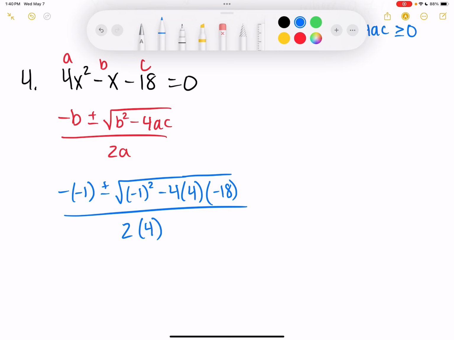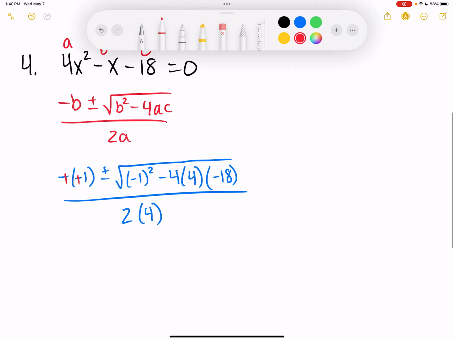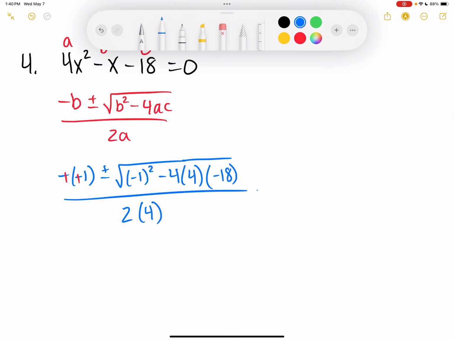So negative and negative we already said is positive, so I'm going to turn those into positive signs there. So this is 1 plus or minus the square root of negative 1 squared is what? 1. And then I have a negative times a positive times a negative. What's the next sign going to be? Positive. Negative times positive times negative is positive.